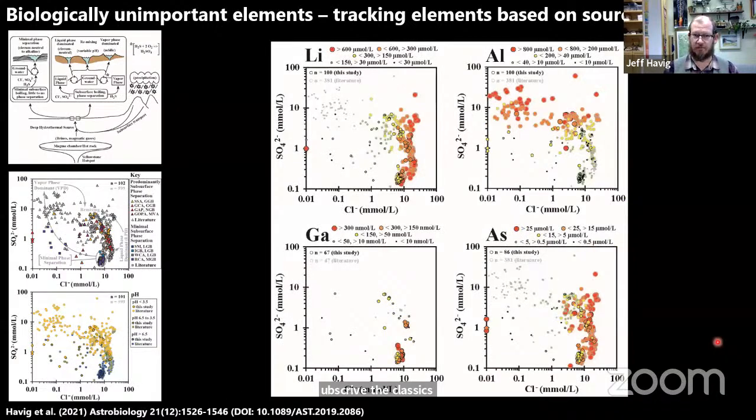So now I want to take you thinking in this space along with some other elements. And so we have lithium, aluminum, arsenic, and gallium. And so these are elements that are essentially unimportant for life. So they're not critical for life. And just to give you an idea of how using this chloride versus sulfate space allows us to see what's happening.